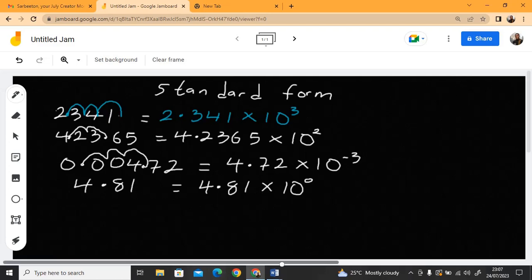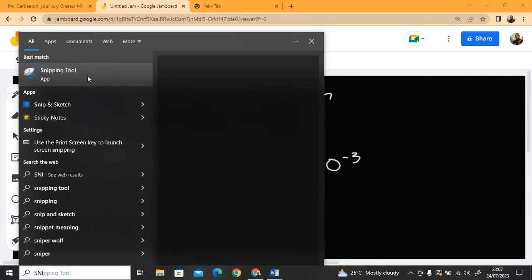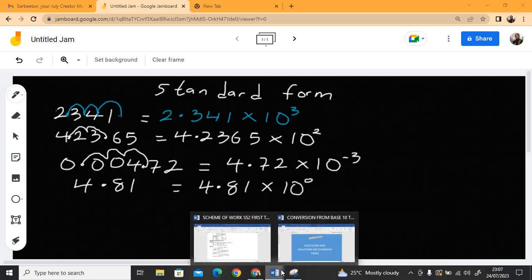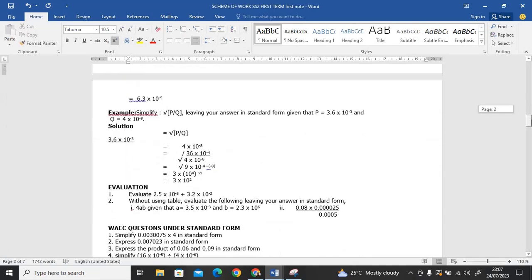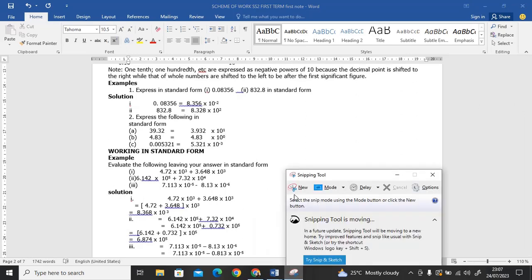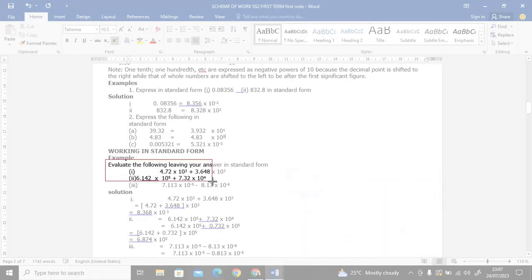Now let's look at some questions together. So I'm going to get some questions here. I want to get some questions. Permit me for doing this. Let me get some questions and we solve them together. Okay, now let's move down here. Okay, there's a question here. Let's look at this question. Let me use these things to snap it off so that we can do it together. So we have something like this.